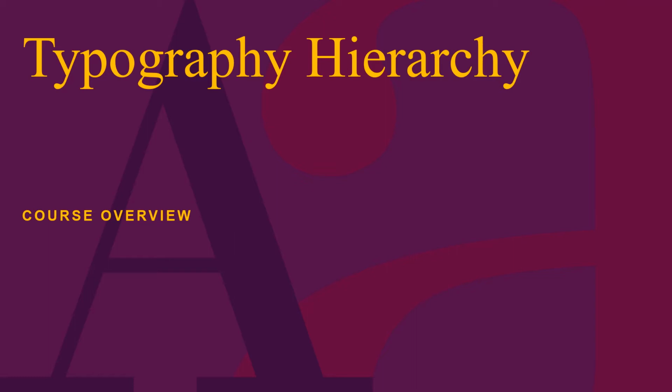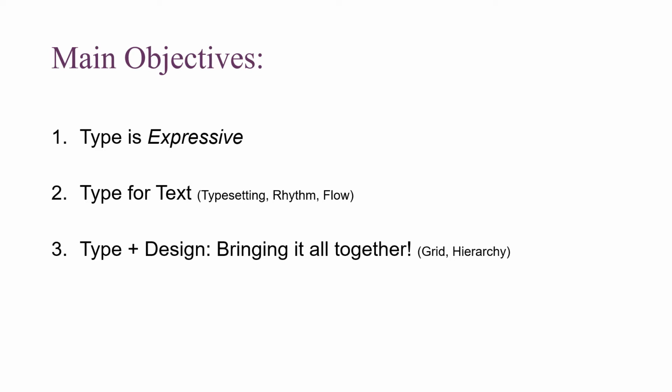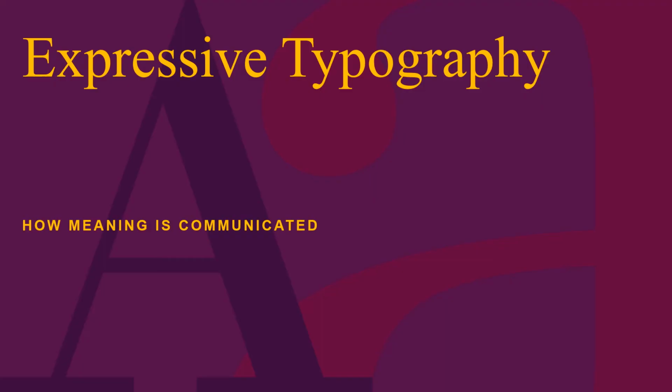All right, so during class we went over sort of how typography hierarchy is going to run with this course. If you missed that part of class today, just be sure to check out the syllabus. All the information is there. There are 3 main objectives. We're going to go over type is expressive, type for text, we're talking about typesetting, and then type and design, bringing it all together. We'll talk about grid and hierarchy. So the first unit we're going to go over for the first few weeks of class is type is expressive, which leads us into the main content of today's lecture.